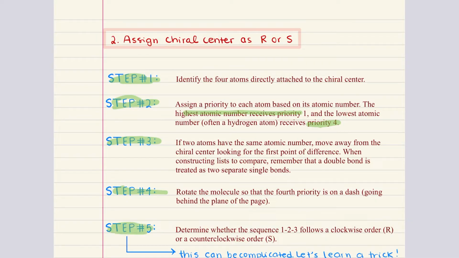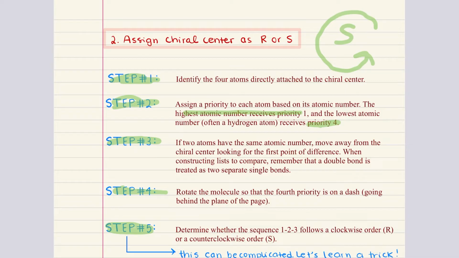Then our final step is to trace a path from priority 1 to priority 2 to priority 3. And if the path moves in a clockwise direction, then the configuration is R. And if the path moves in a counterclockwise direction, then the configuration is S.